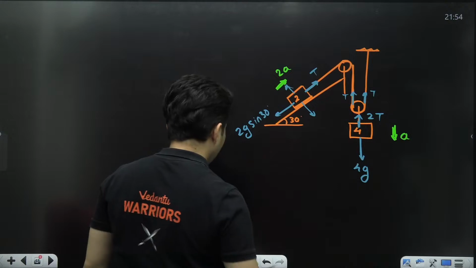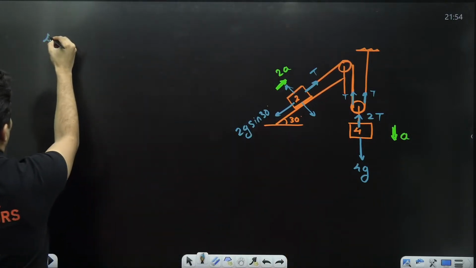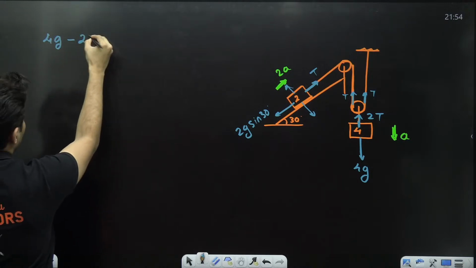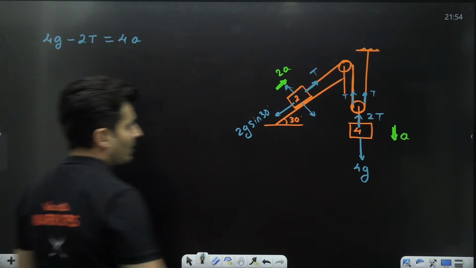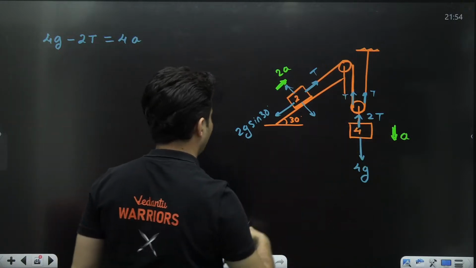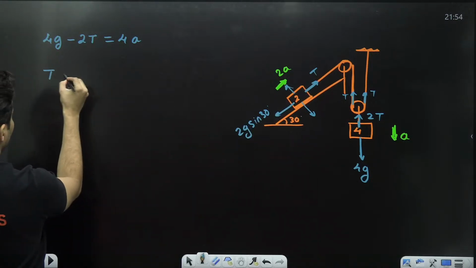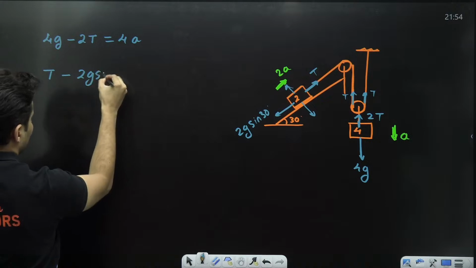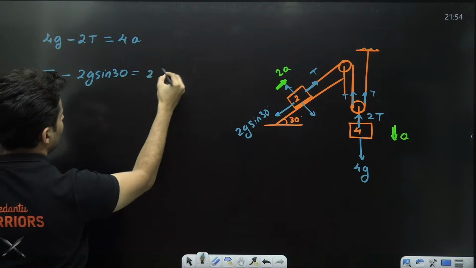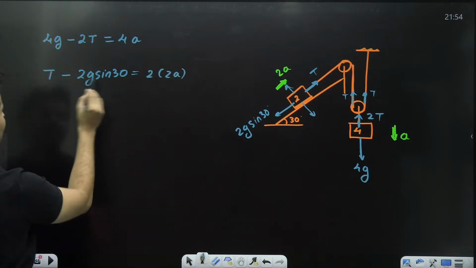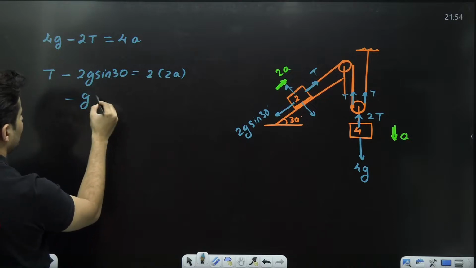So for this guy, the equation would look something like this. I'll write it here. 4g minus 2T is equal to 4 times acceleration. 4g minus 2T is mass into acceleration. For this guy, T minus this, so T minus 2g sine 30 is equal to mass into acceleration. Mass is 2, acceleration is 2a, don't forget that. Now 2 into sine 30, sine 30 is half, 2 cancels, so it will just become g.